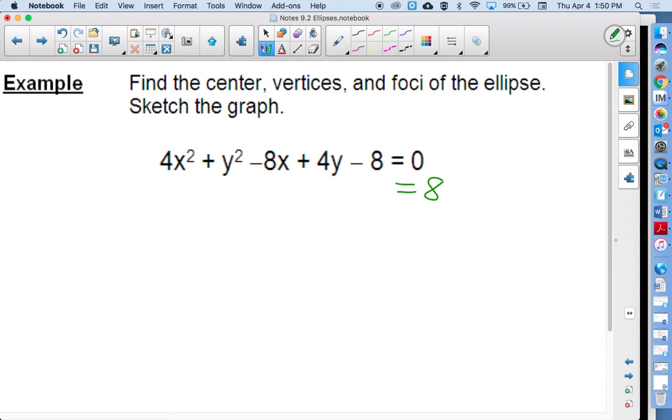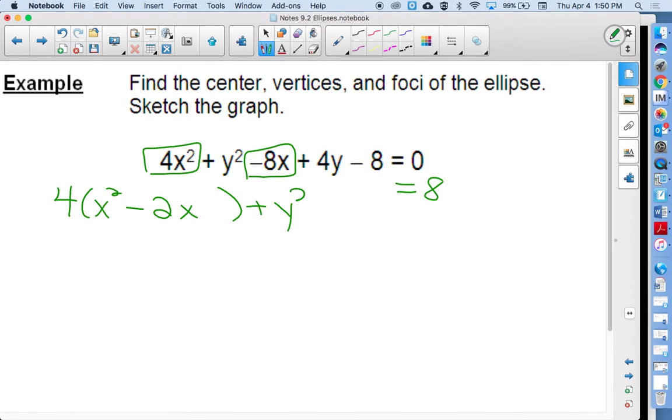So that number that's by itself, move it to the other side. Michael, what do you notice about the two x terms? Yeah, so the two x terms have a 4 in common. Remember, if there's a coefficient, you need to take that coefficient out of the squared term. So we'll pull the 4 out of the x. The y's don't have a value. There's nothing in front of y squared, so we don't need to pull out anything from y squared. And we got that 8 on the other side.